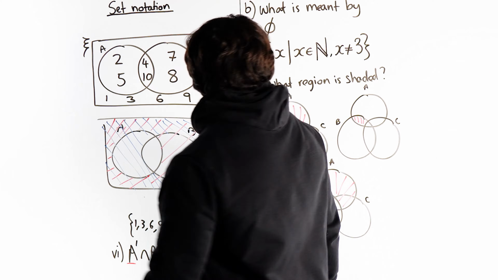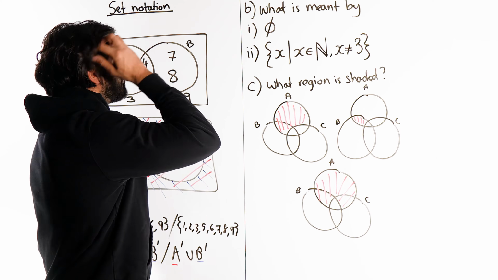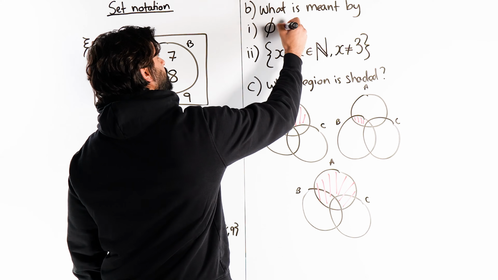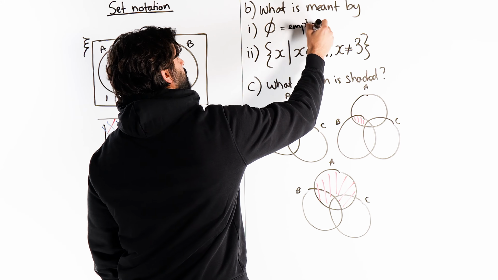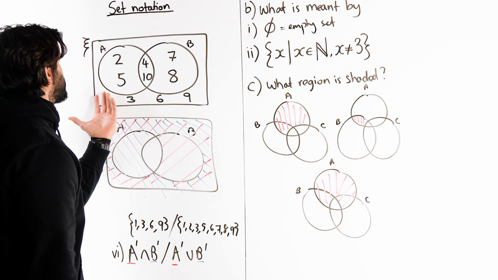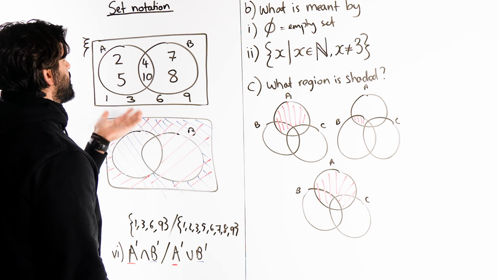All right. Next thing is what is meant by a circle with a line through it. That just means the empty set. Okay, it just means nothing's in there. In this context, there's no region. That is the empty set.